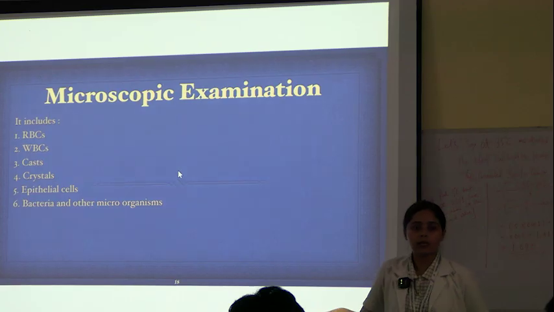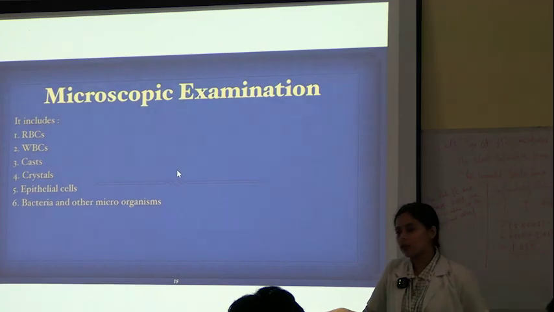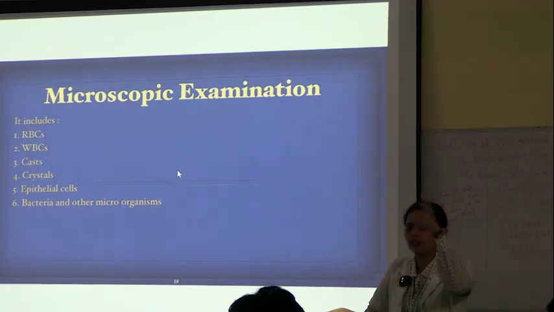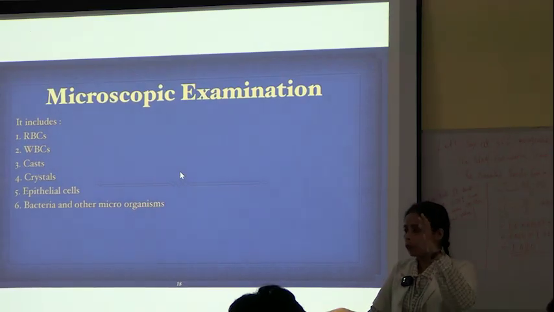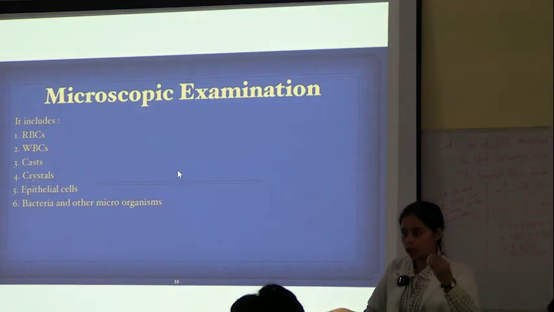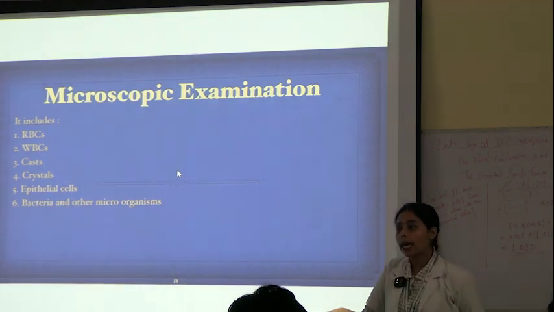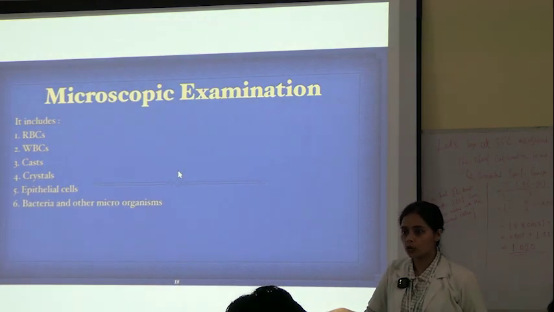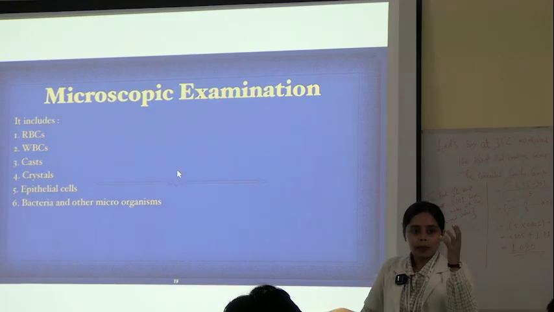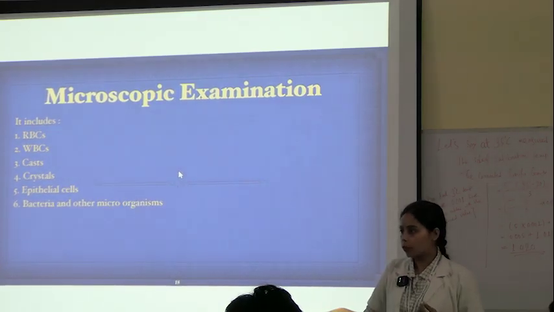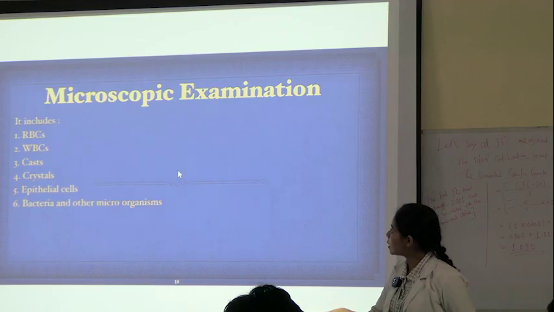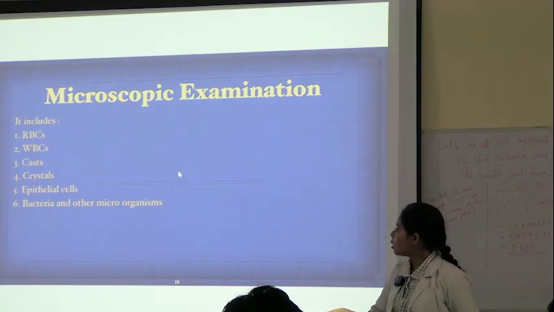What is an epithelial cell? Suppose the urine is traveling, what happens? From the kidney through the ureter, it's coming to the bladder. If there is any acute kidney injury, or any acute disease of the kidney, what will happen? Some epithelial cells can come off with the urine, so that you can see in the microscopic examination. Now, any sort of bacteria and other microorganisms.